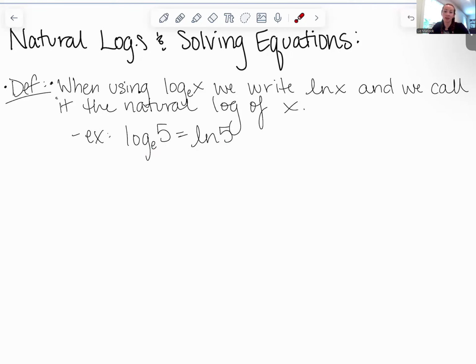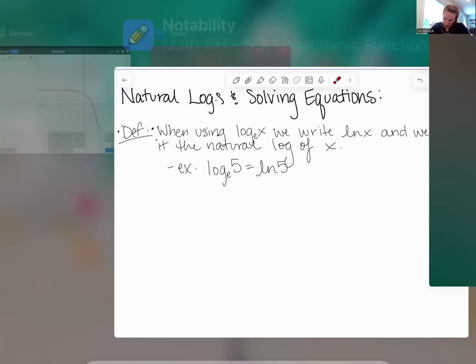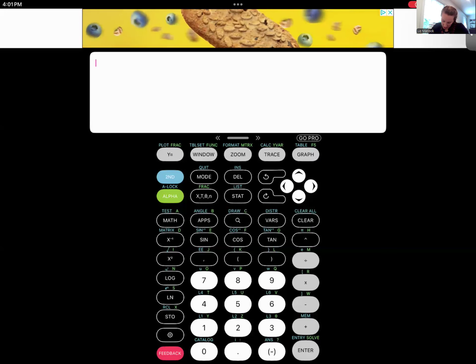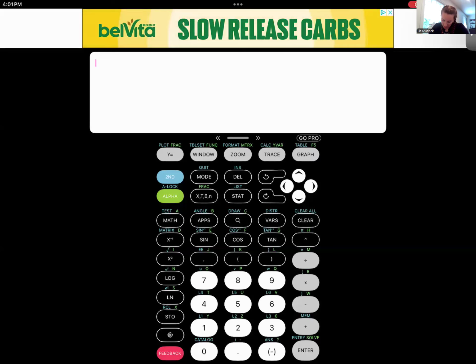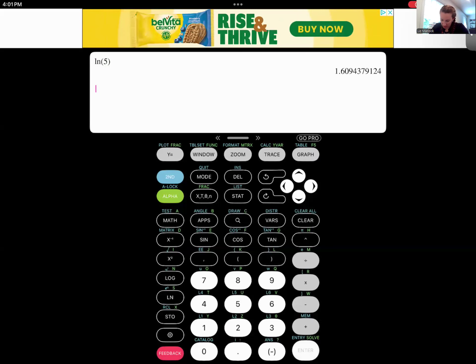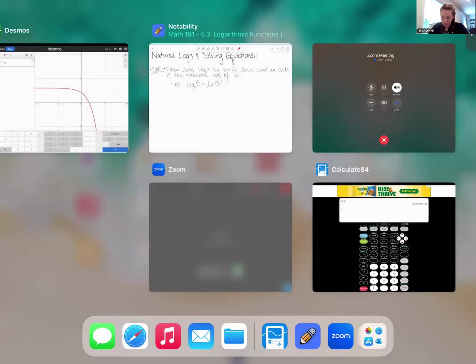And ln is a key on your calculator, so you can actually evaluate this on your calculator. The ln button for me is on the far column, like fourth from the top. So I have ln, and then I'm going to put in 5 and enter. Depending on your calculator, you might have to put in the 5 first and then press ln. So just make sure you're comfortable with the order in which you are plugging things in.